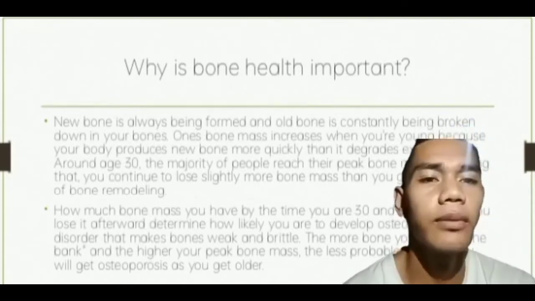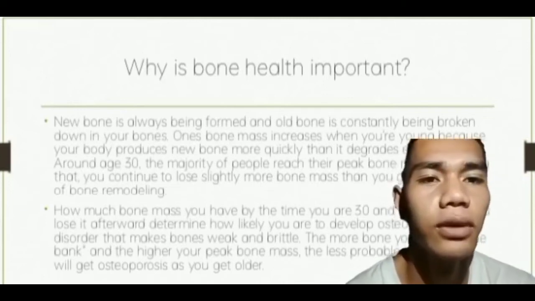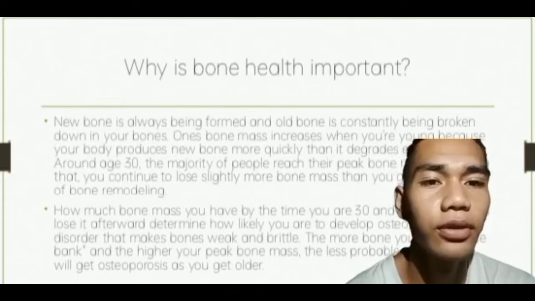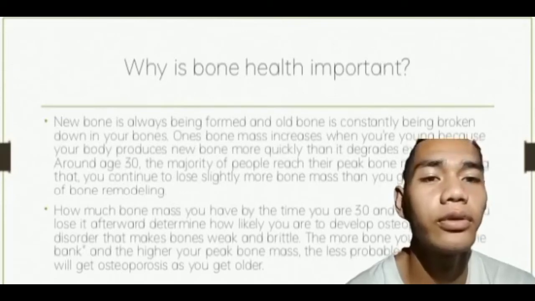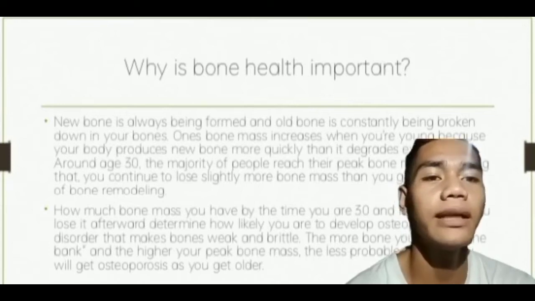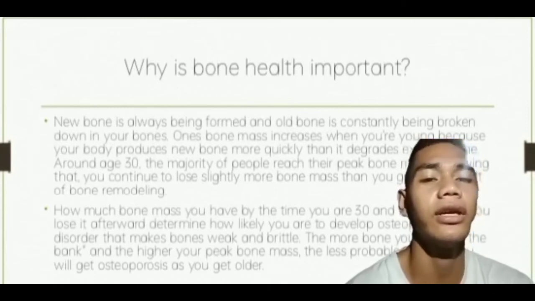How much bone mass you have by the time you are 30, and how quickly you lose it afterward, determine how likely you are to develop osteoporosis, a disorder that makes bones weak and brittle. The more bone you have in the bank and the higher your peak bone mass, the less probable it is that you will get osteoporosis as you get older.